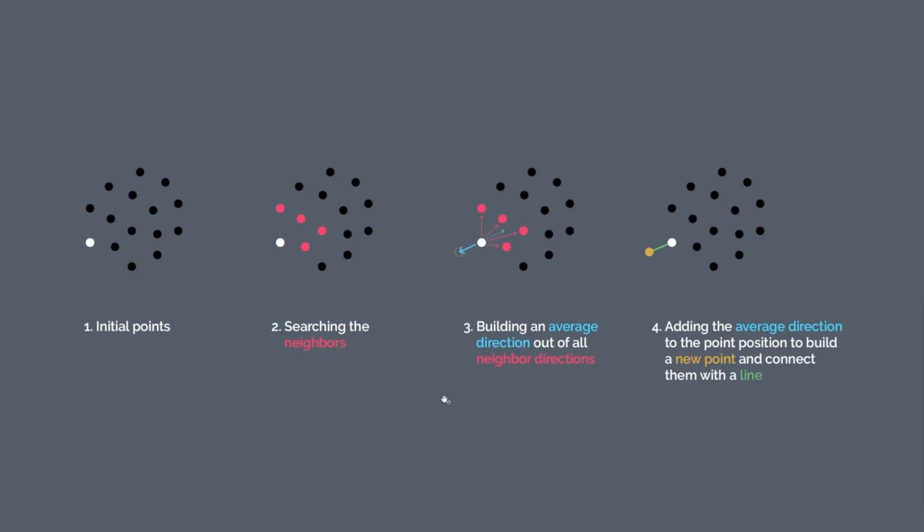Okay, before we start with the simple setup, here are some explanations first of how this works. What we need first is a bunch of points, and then we iterate over every point, for example this one, and search for the closest neighbors. Then out of the direction from the point to the neighbors, we build an average direction, shown here in blue. Then we add this average direction to the point position and we get a new point, and then we connect those 2 points with a line, and that's actually it for the algorithm.